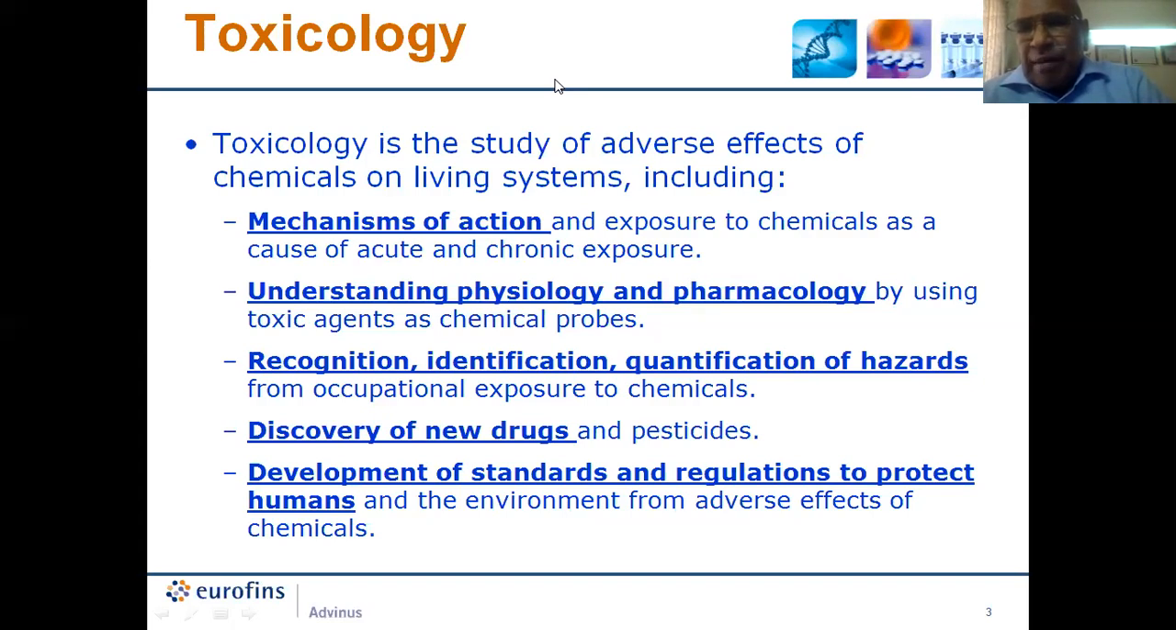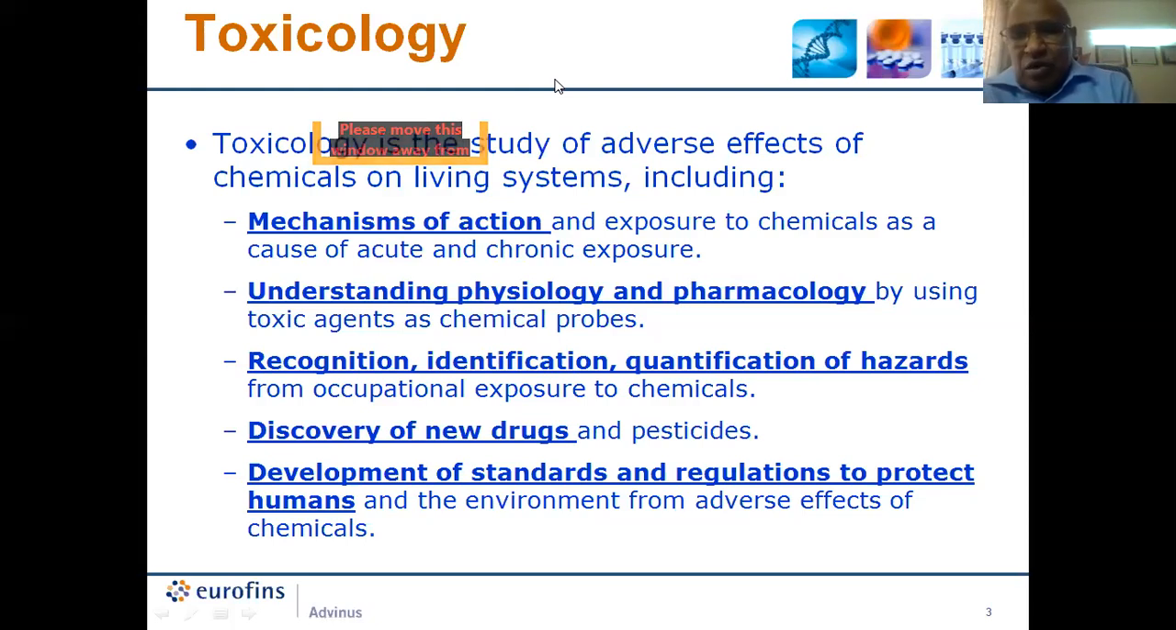Am I audible? Yes, sir. Okay, good. Toxicology studies use chemicals in general, and drugs in particular, to understand the physiology and pharmacology of the toxic agents. Toxicology is also used in the recognition, identification and quantitation of hazards from occupational exposure to chemicals and drugs.